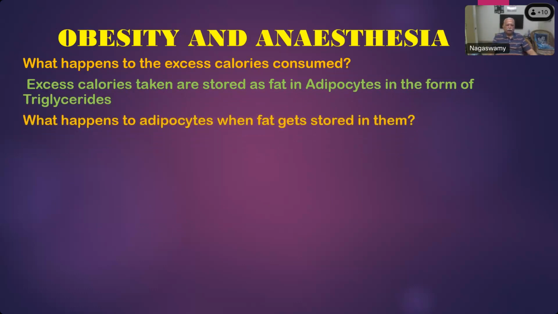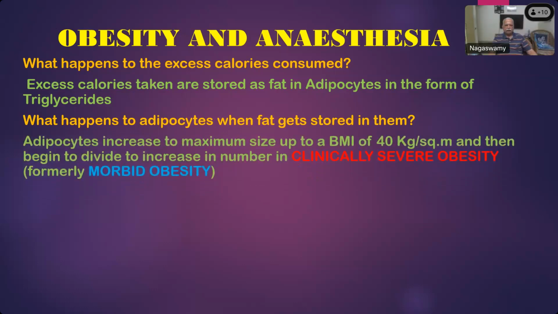Very good. Now, what happens to adipocytes when fat gets stored in them? What is the change produced in the adipocytes when the excess calorie is stored as triglycerides in them? Will they become bigger, increase in size? Yes. So it increases in size, up to a maximum at a BMI of 40 kg per square meter. Then if the BMI goes beyond that, they start to divide and increase in number.